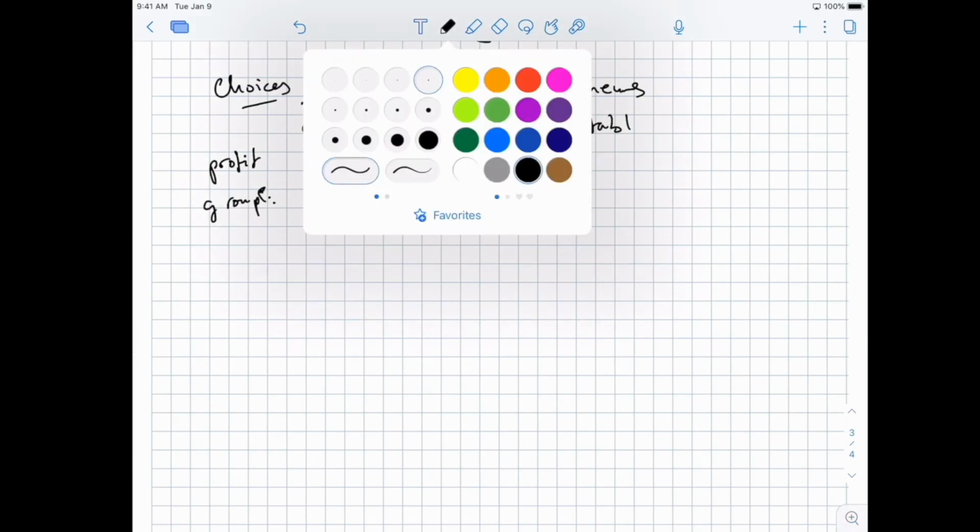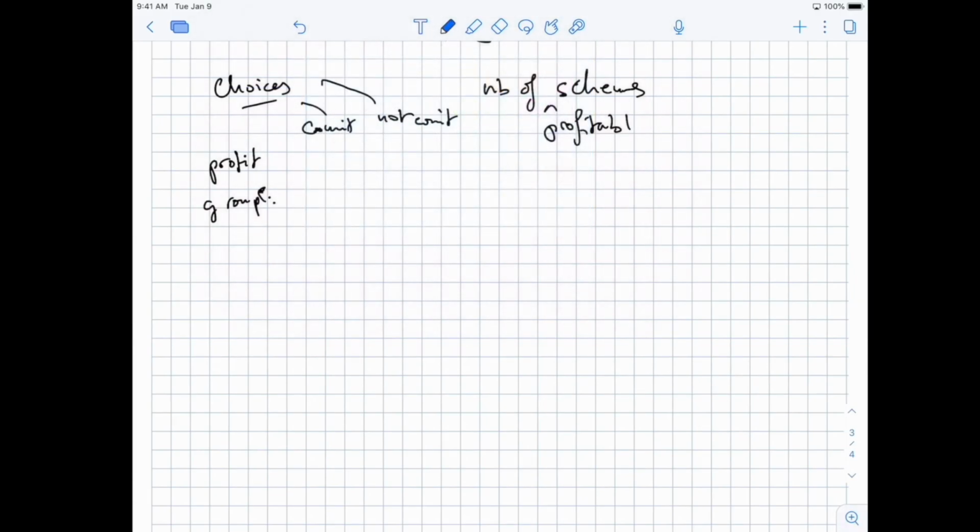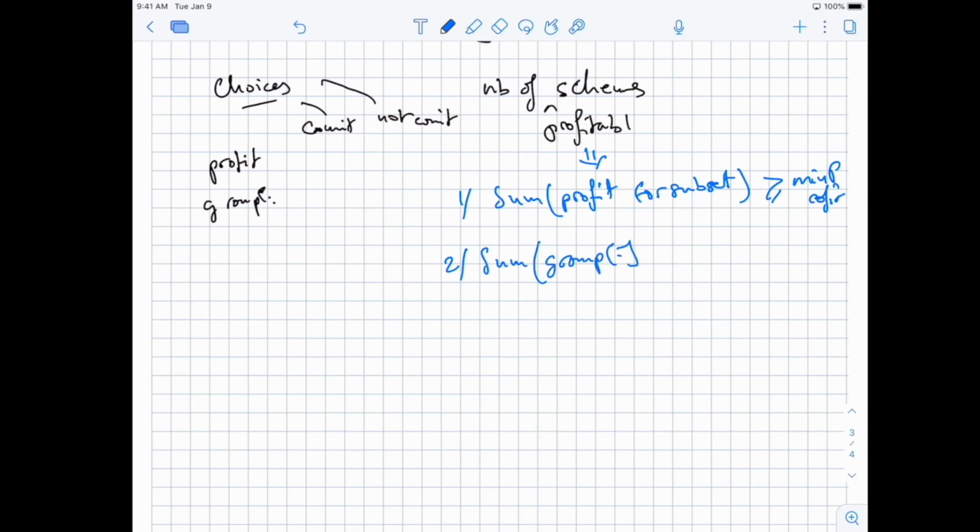Now, what are the constraints that the problem says we need for a profitable scheme? Well, the first one is that the sum of the profits for the subset of the crimes we are taking needs to be bigger or equal to the min profit. That's the first one. The second one is that the number of members in the group, so the sum of group[i] for the i in the subset of crimes we are taking, needs to be within the number of members we have available, which is n. So this needs to be smaller or equal to n.